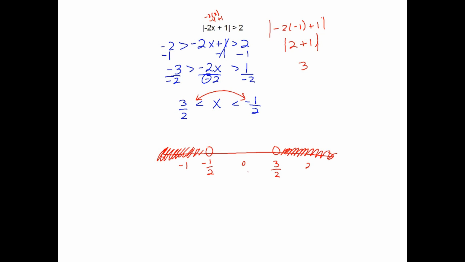So here's 0 right there. Let's pick 0. All right, so negative 2 times 0 plus 1. So that's 0 plus 1. That's the absolute value of 1. So that's 1. Is 1 greater than 2? No, that didn't work out. So, if you're not sure about the steps that you were doing, you can always go back and check your answer. Check numbers that are in the solution set.